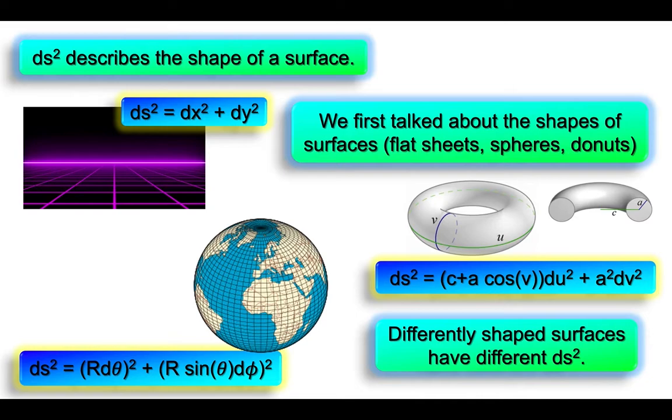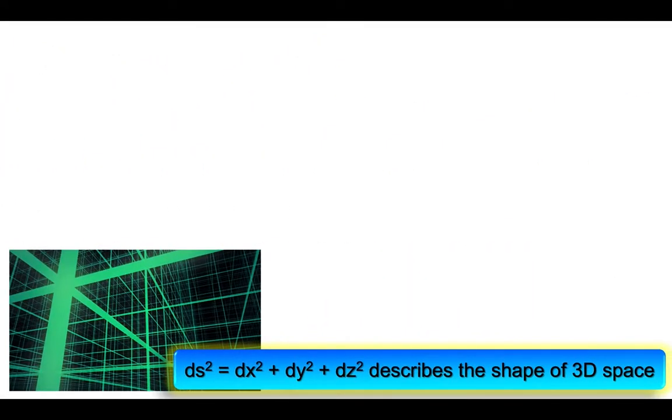Now, I could extend this idea to what if I don't live on a flat sheet? What if I live in a 3D volume? I could still think of a volume as being a type of surface that I live in, only now instead of having only two directions to walk around in, I have three directions to walk around in. So if I live in a 3D volume, then I could have a notion of this ds squared describing the universe that I live in. This describes the shape of the space that I live in.